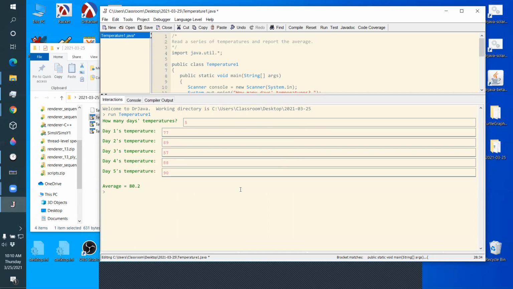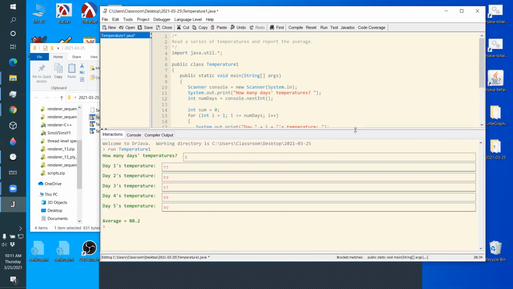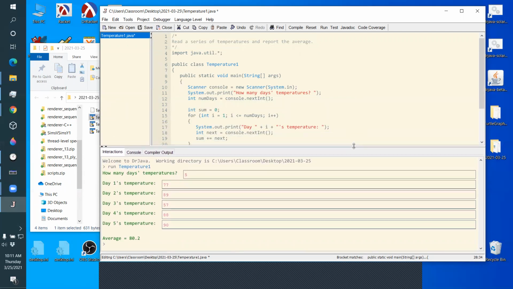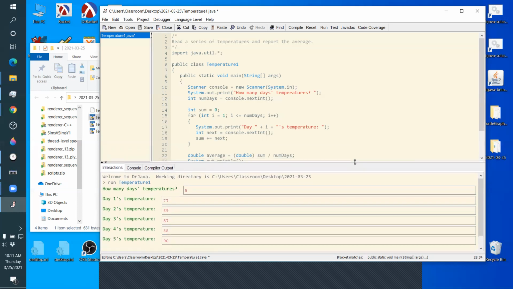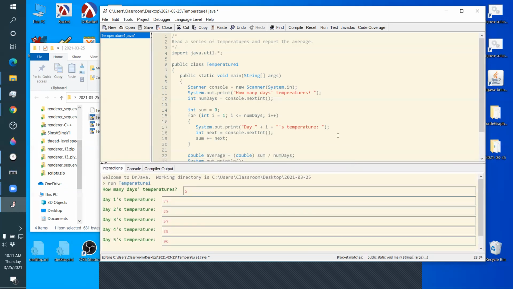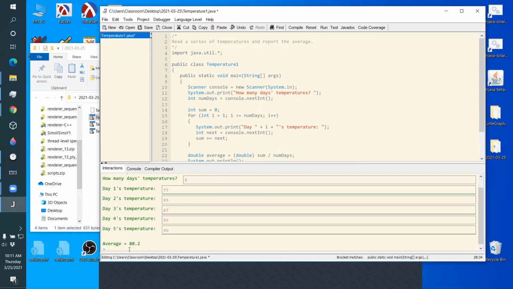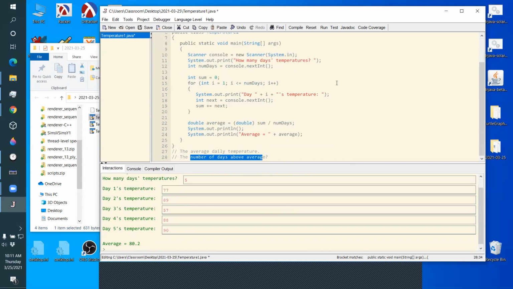So you're asking to get what's above the average, right? How many days there are above average? It'd be like a math dot above. I have to Google it. Hold on. It doesn't need a form. What's the trick? Think about the user's input. They're going to give you 5 days of numbers: 77, 89, 57, 88, 90. The average was 80.2. If I wanted to go back to my program and make it find the number of days above average, what do I really have to do now?